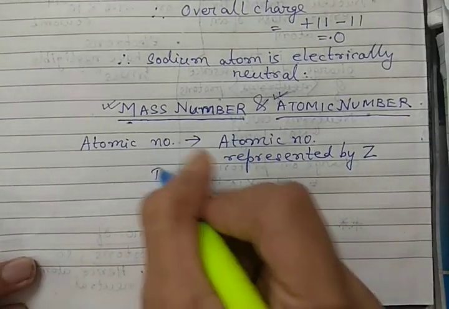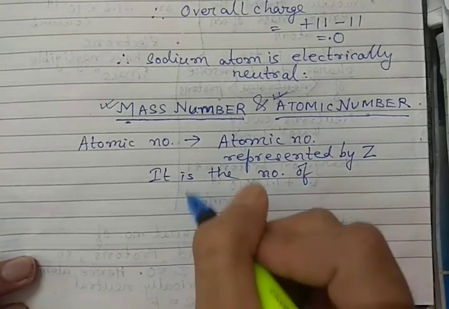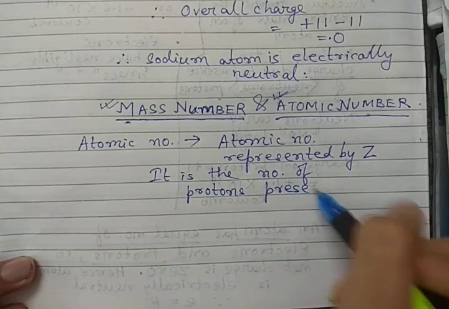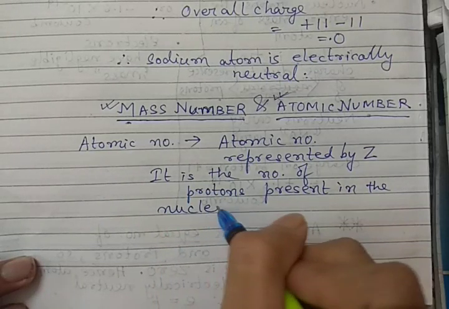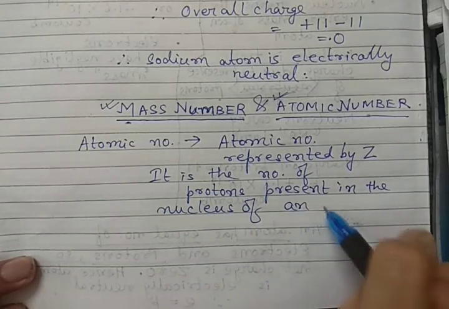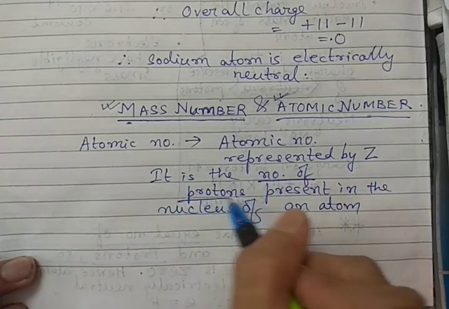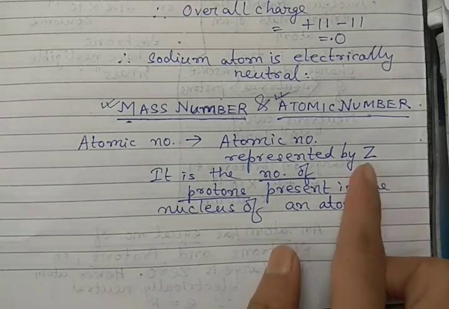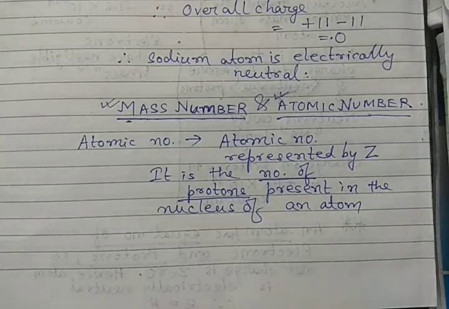It is the number of protons present in the nucleus of an atom. This is very important. Atomic number is always represented by capital Z, and it is the number of protons which are present in the nucleus of an atom.